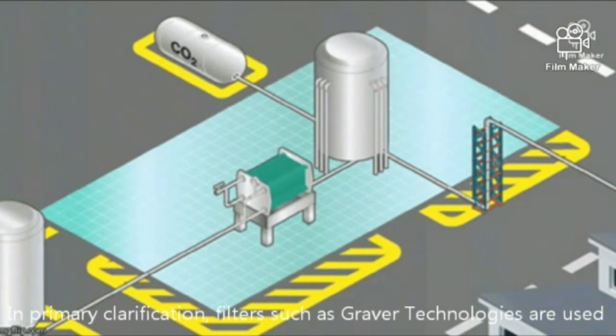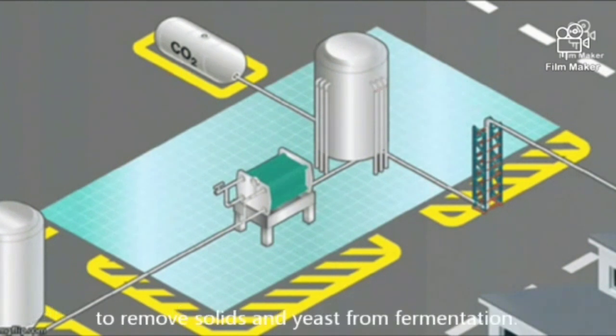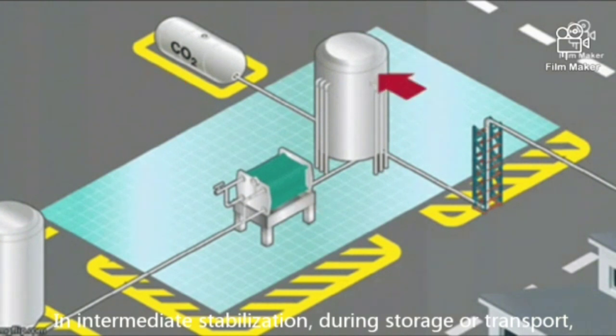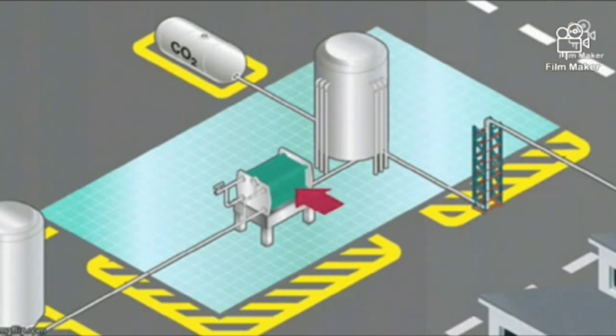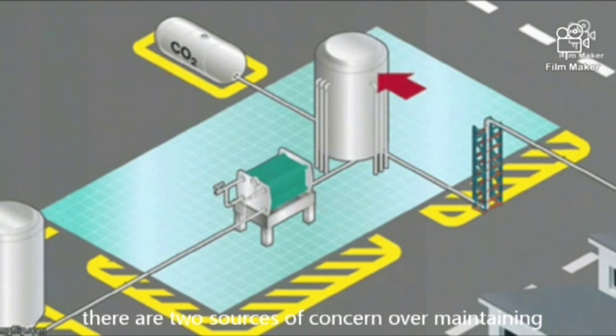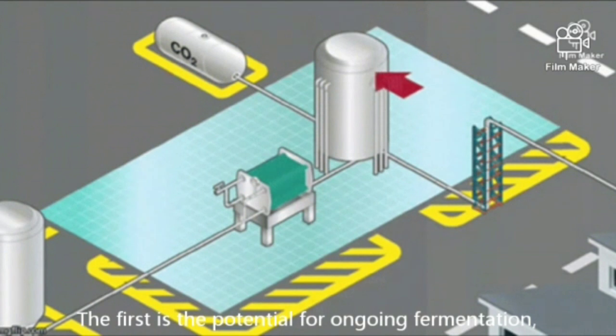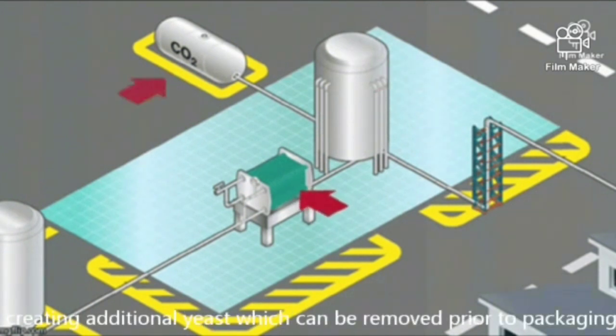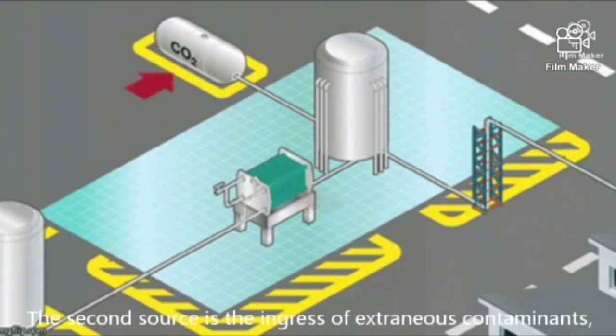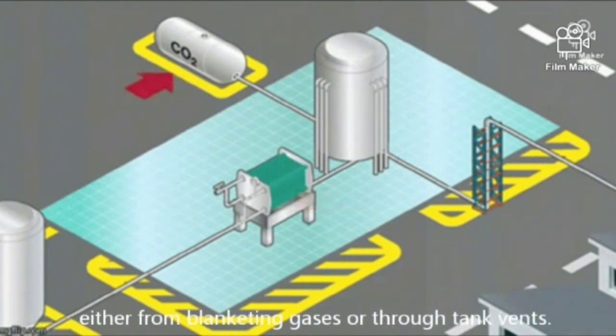In primary clarification, filters such as gravure technologies are used to remove solids and yeast from fermentation. In intermediate stabilization, during storage or transport, there are two sources of concern over maintaining a wine's characteristic. The first is the potential for ongoing fermentation, creating additional yeast, which can be removed prior to packaging. The second source is the ingress of extraneous contaminants, either from blanketing gases or through tank vents.